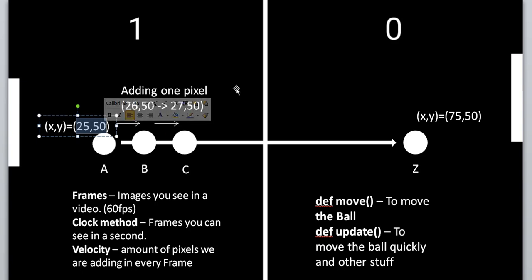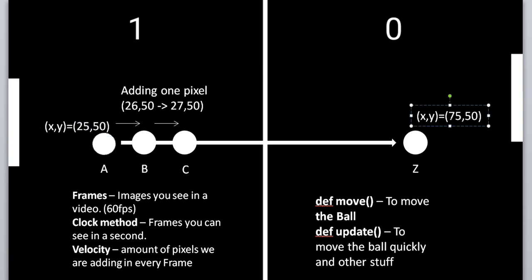So currently, you can see that our ball is at position A with X and Y coordinates as 25, 50. The X coordinate is 25 and the Y coordinate is 50. And our goal is to move the ball to position Z, whose coordinates are 75, 50. So according to the coordinates, you can see we are moving the ball currently only in the X direction, that is from left to right.